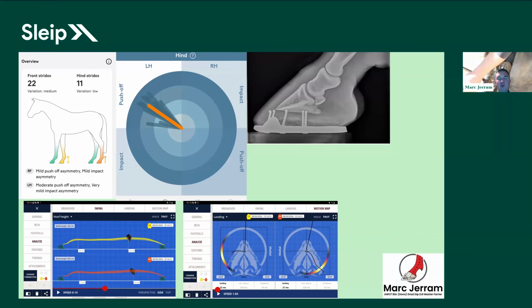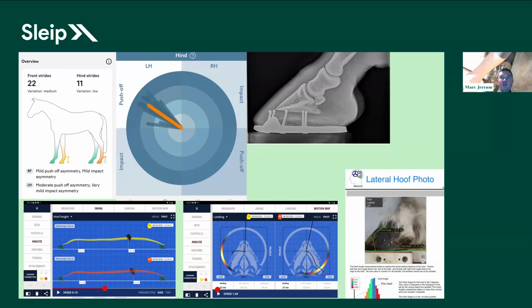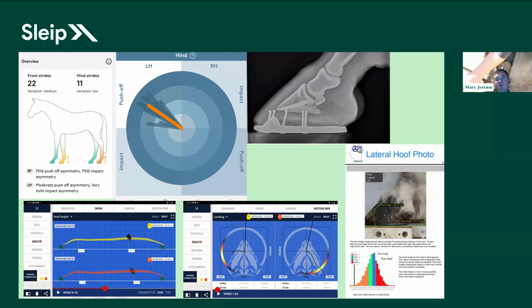Of course, all these puzzles and pieces get put together when we come to use a radiograph as well. We can see this horse with a negative plantar angle on that left hind. And then also I like to use it in conjunction with the Metron IQ system for both assessing photographs of the hooves and of the radiographs.